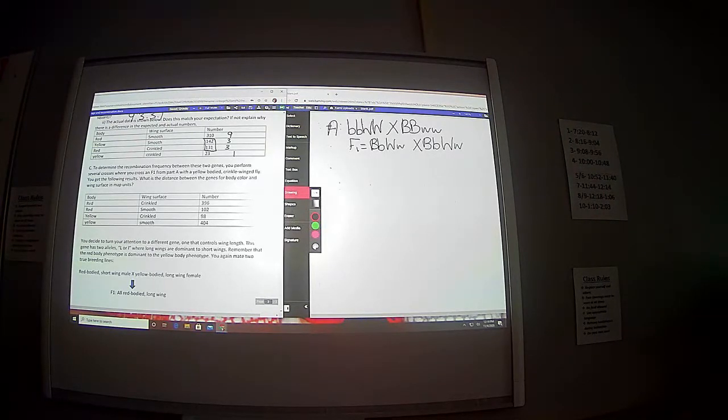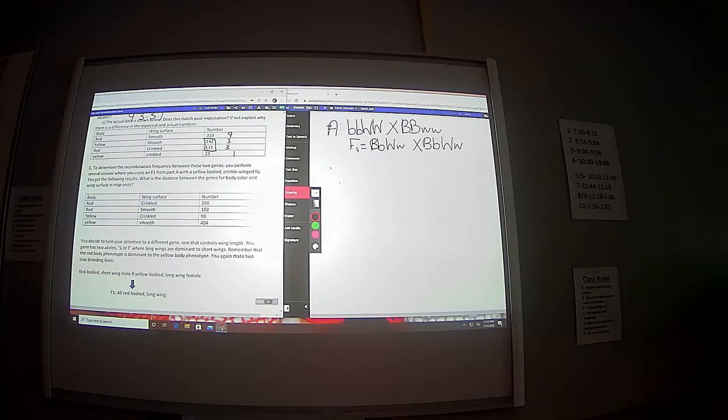Moving on to letter C here. To determine the recombination frequency of these two genes, you perform several crosses where you cross an F1 from part A with a yellow-bodied crinkle-winged fly. So you're doing a test cross now. You get the following results. What is the distance between the genes for body color and the wing surface in map units? So there we have the same table, but this is whenever they did a different cross. It's not crossing two hybrids this time.